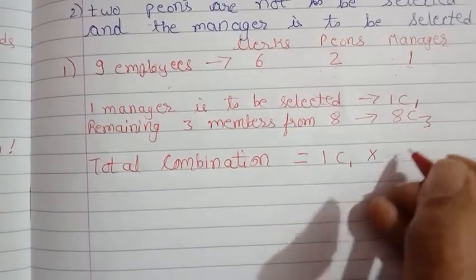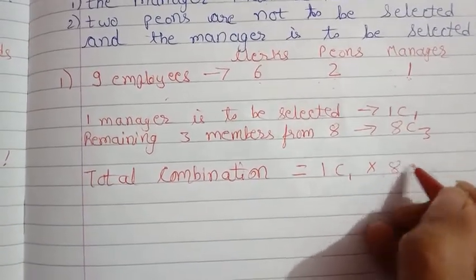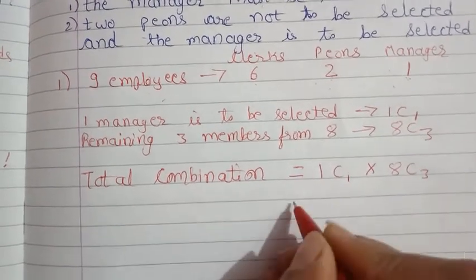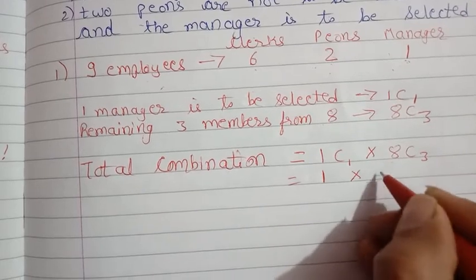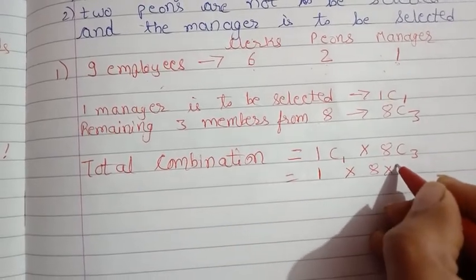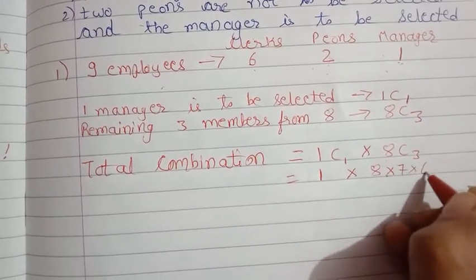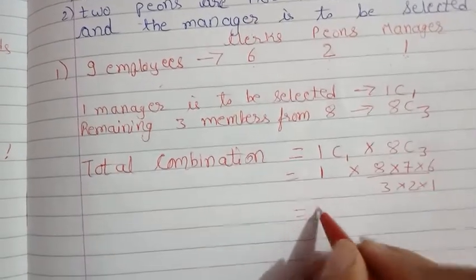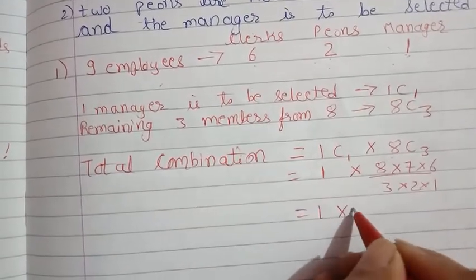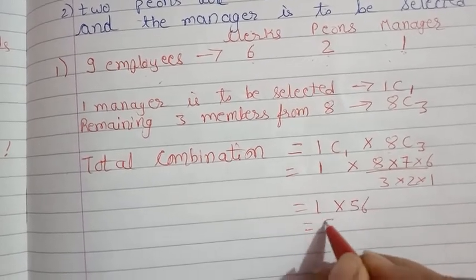1C1 into 8C3. So 1C1 is equal to 1, multiply by now 8C3, that is 8 multiply by 7 multiply by 6 upon 3 into 2 into 1. Now this will solve to 1 into 56. So total combination, that is 56.